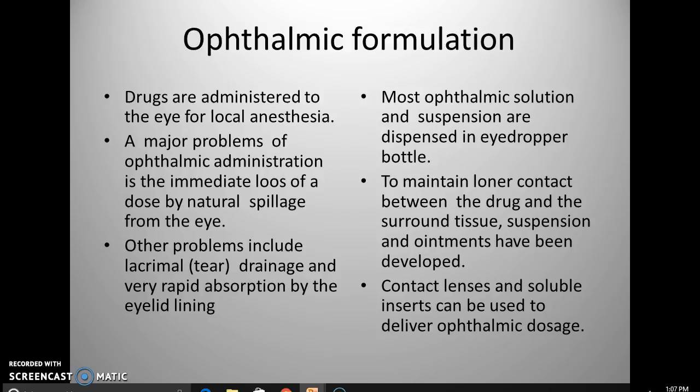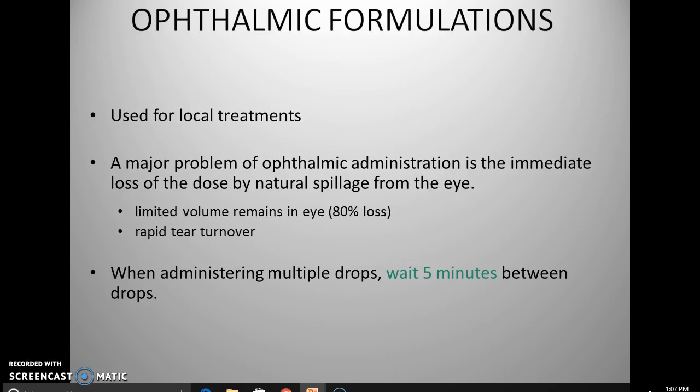So most ophthalmic solutions and suspensions are dispensed in eyedropper bottles, again Visine, over the counter to deal with minor eye pain, dryness, etc. It's used in this particular manner. To maintain local contact between the drug and the surrounding tissue, sometimes a suspension and ointment is added. And contact lenses and soluble inserts can also be used to deliver an ophthalmic dosage. Okay. So again, ophthalmic formulations, local treatment within the eye, a major problem in relationship to spillage, limited volume remaining in the eye, up to 80% loss. Tearing also causes the loss.